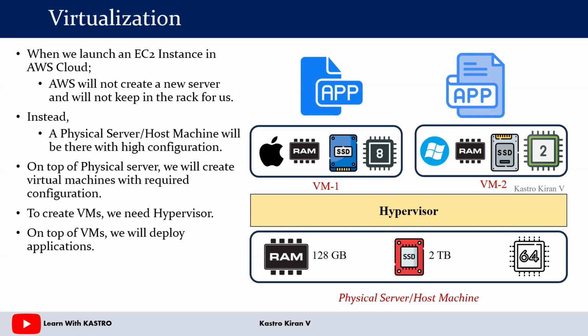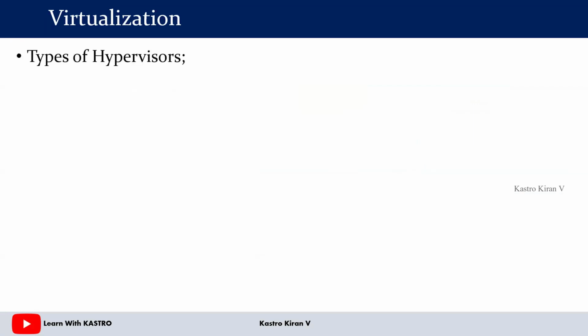So this concept is known as virtualization now. Right. Now let's see what are the different types of hypervisors that we have. In general, we have two types of hypervisors. The first one is known as Xen hypervisor, which is the oldest one. Currently, it is not available in the AWS cloud. And the second type of hypervisor is known as the Nitro hypervisor, which is the latest one. And currently, AWS is supporting only the Nitro-based hypervisors, not the Xen-based hypervisors.